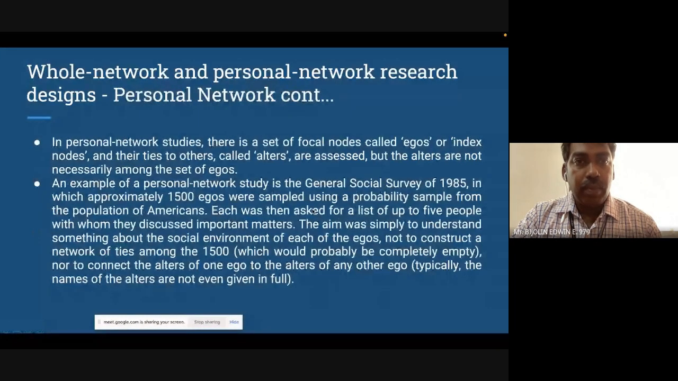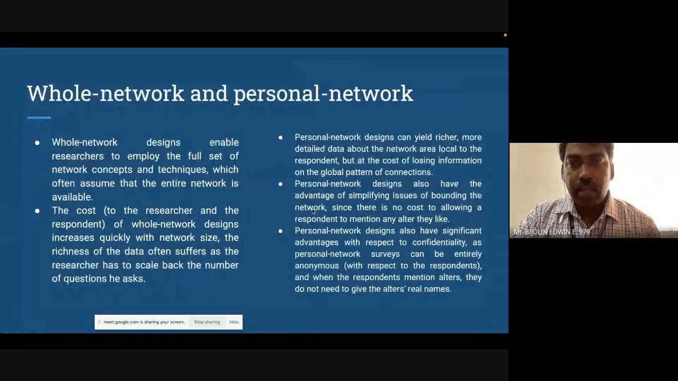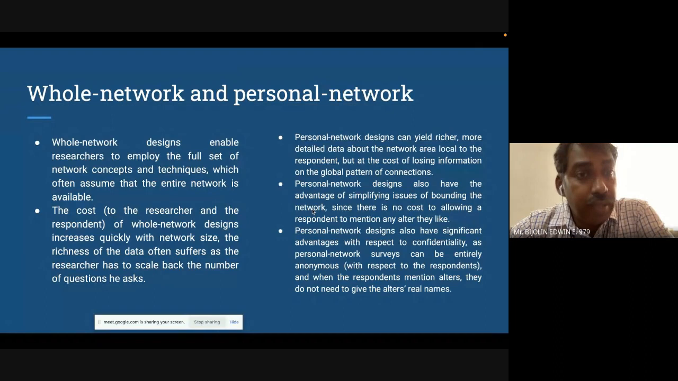Whatever I have explained, there are some case studies also given here. Whole network designs enable the researchers to employ the full set of network concepts, and also the techniques they will be learning on different parameters, working with different data analytic concepts.